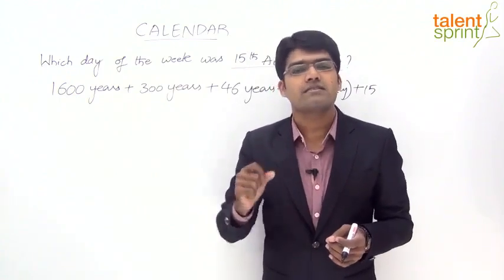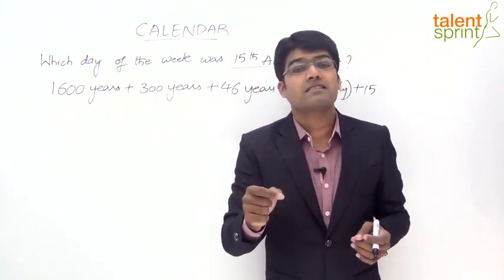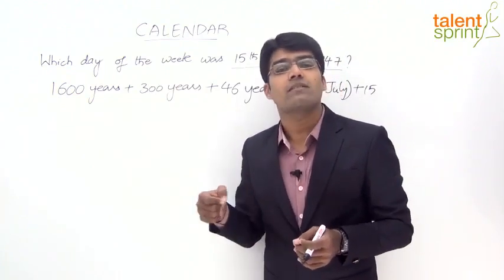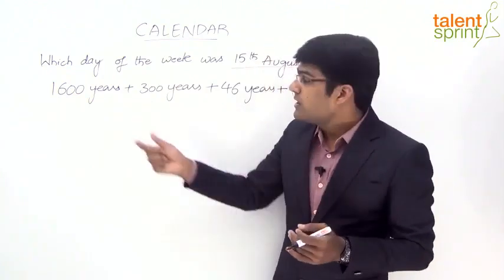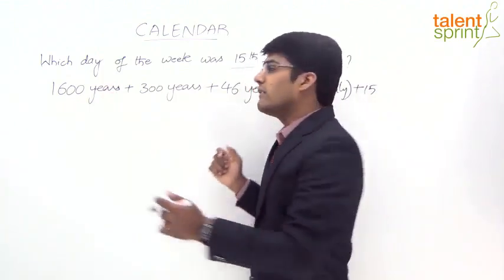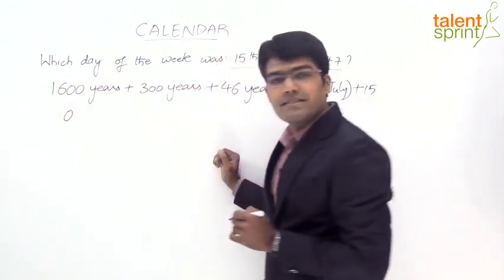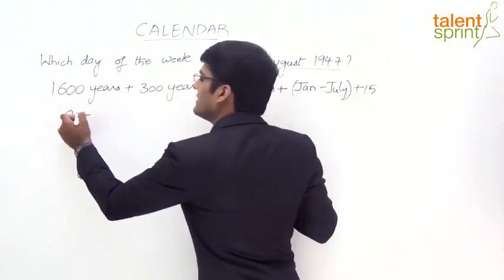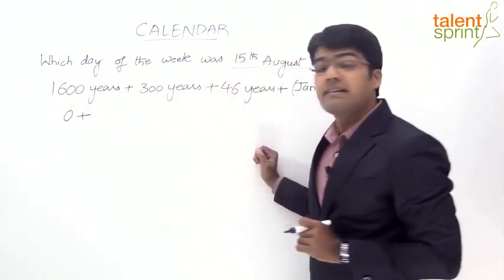0th year to 400 years, 0 odd days. Then 401st year to 800 years, 0 odd days. Likewise 801st year to 1200th year, 0 odd days. So we know that in 1600 years there would be 0 odd days. So let's take it as 0, right? The calculation here is for the number of odd days. Plus, then comes the next part here, 300 years.